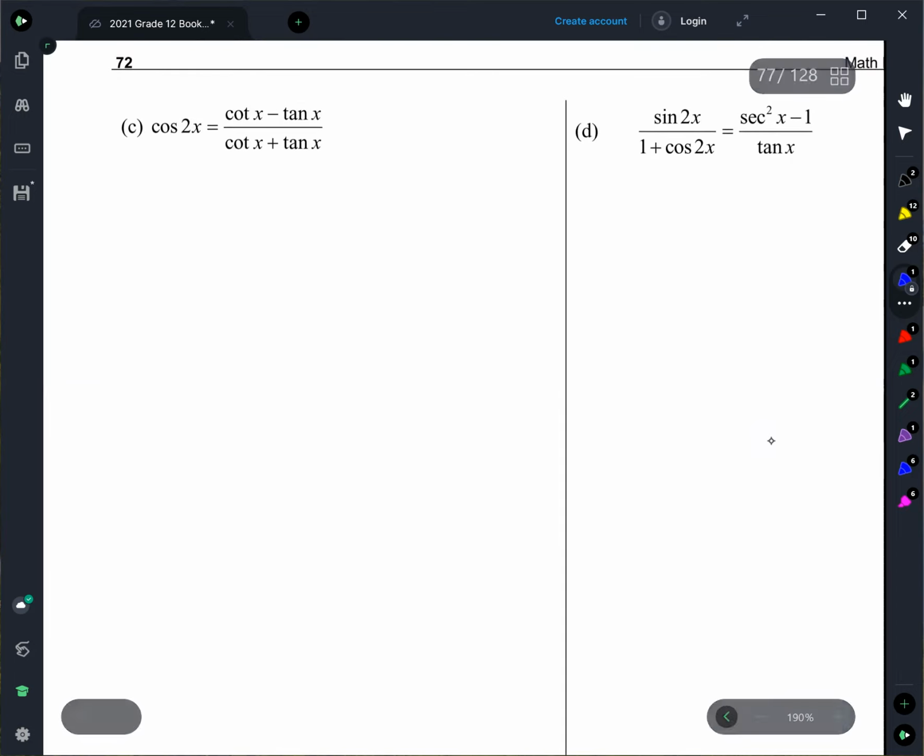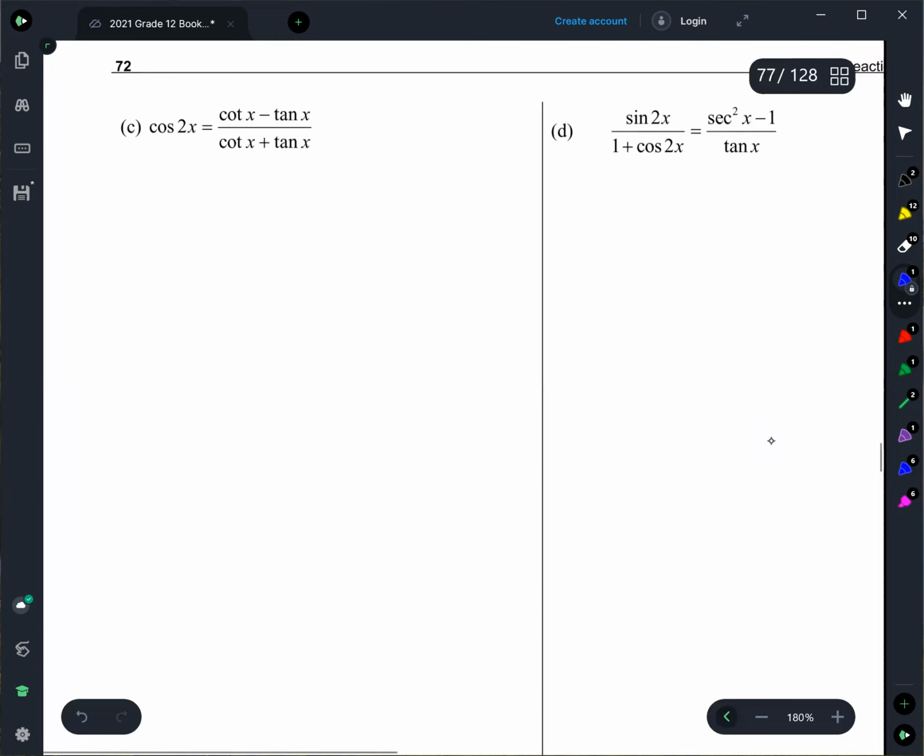So let's look at question C first. Do you think we should start with the left-hand side or the right-hand side? Philip, what do you think? Which side should we start? Right-hand side. Right-hand side has more things. You have cotangent and tangent, you have fractions, more complicated. So this time we're going to start with the right-hand side.